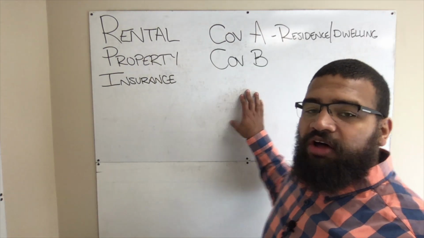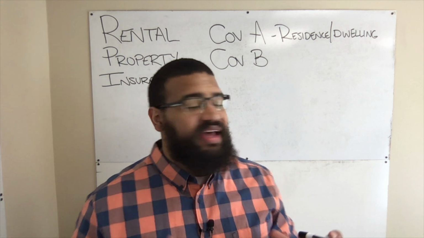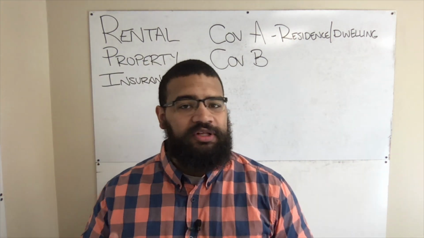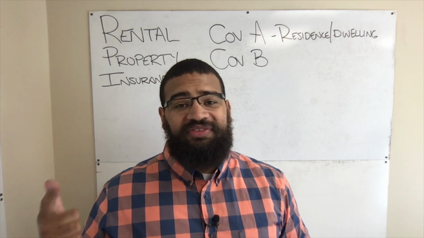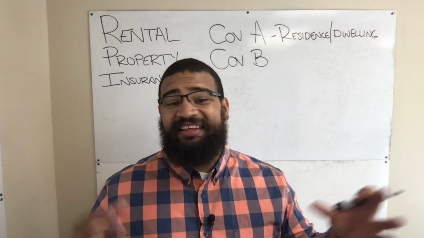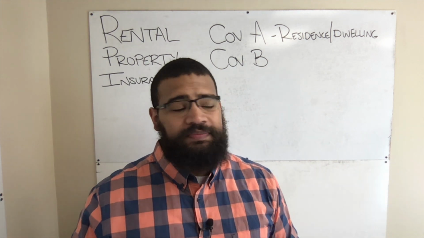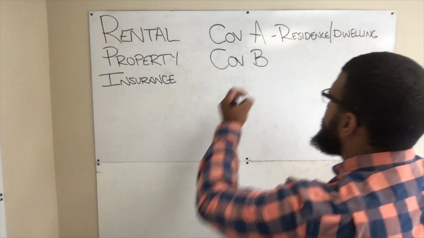Coverage B is other structures. This is anything on the premise that is not attached to the residence, but still a permanent fixture. These are things like fences, detached garages, sheds. It could even include pools, but hopefully your rental property does not have a pool.